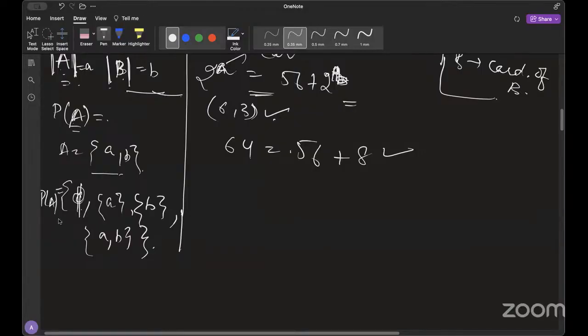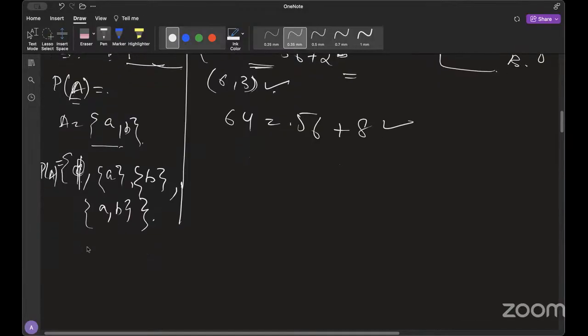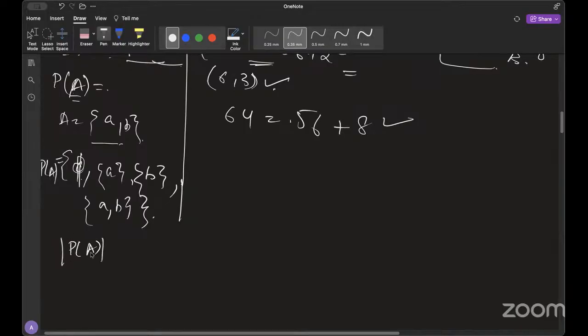The number of elements in the power set of A, the cardinality of the power set of A, is the total number of subsets of A, right? It is given by 2 to the power n, where n is the total number of elements in A. So if A has n elements, then the power set of A has 2 to the power n elements. We can discuss how we get to this formula, but we don't need to. Is it all right? Do you want me to discuss how you get to this formula? Yes, ma'am, please.